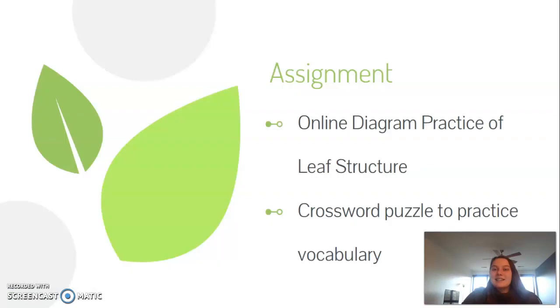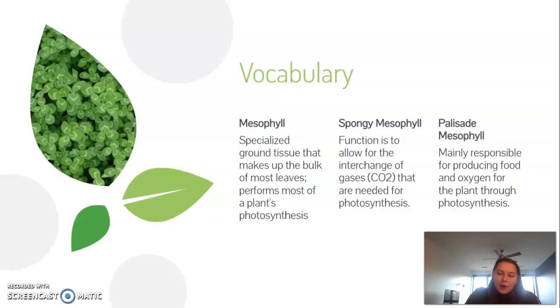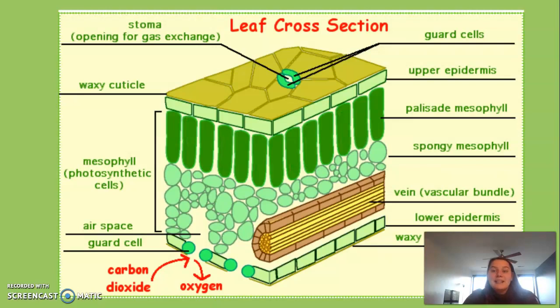All right, so let's discuss the assignment we have for you guys. So we have an online diagram of the leaf structure practice for you guys to fill out. If we go back to the diagram, it's actually going to be the exact same diagram that you're going to be filling out. All these green words up here that we talked about, those aren't going to be there, and you guys are going to have to fill them out.